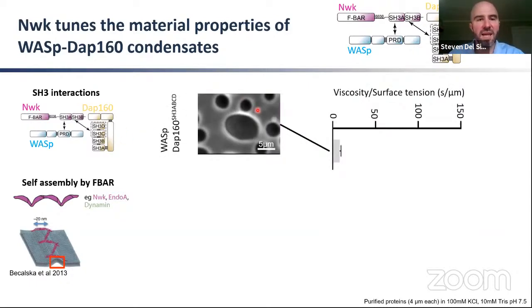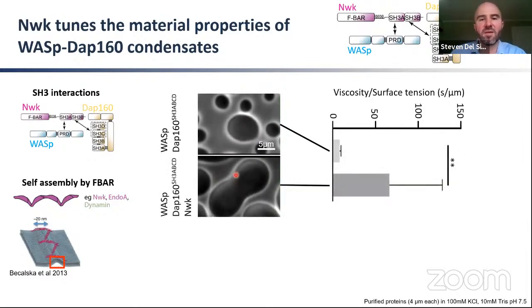If you take a droplet that is just WASp and this DAP160 fragment, they behave very much like liquids. As two droplets come together and fuse, they remodel rapidly into one larger round droplet. What we can do is track the kinetics of that and get some insight into how viscous these droplets are. If we add Nervous Wreck into this mix, we see now that the droplets still fuse, but now they remodel really, really slowly. They have an almost 10-fold decrease in the speed with which they do this, suggesting that they're either much more viscous or have a much lower surface tension.